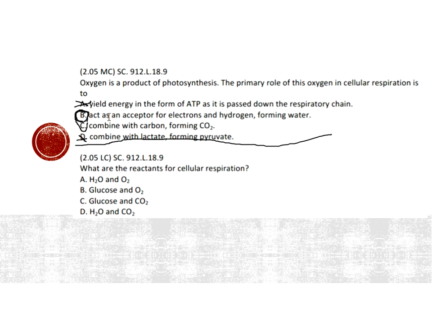All right, these are two separate questions here. The first one says, oxygen is a product of photosynthesis, and the primary role of this oxygen in cellular respiration is going to be to do what? So what does oxygen do in cellular respiration? Well, B is the correct answer. It is going to act as an acceptor for electrons and hydrogens and form water.